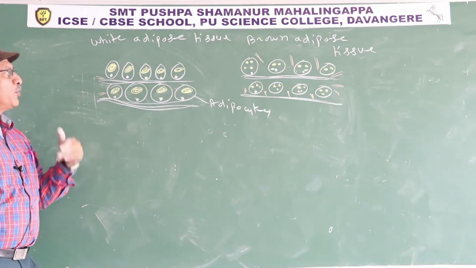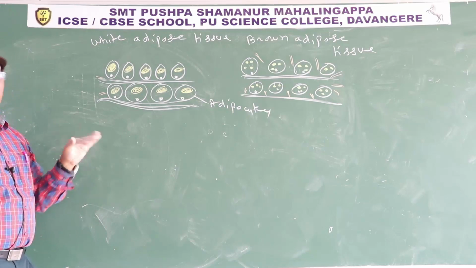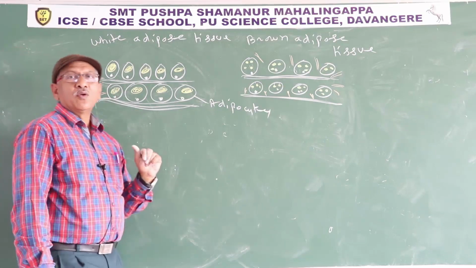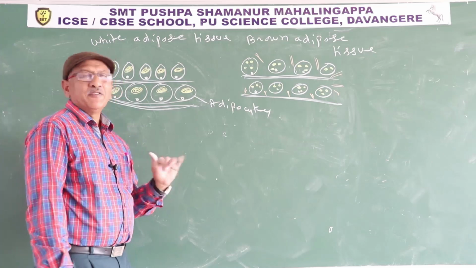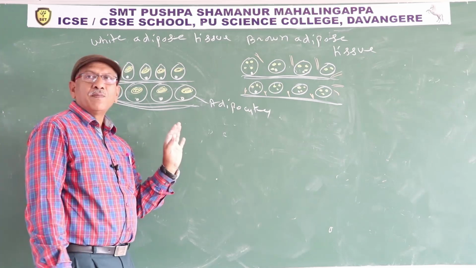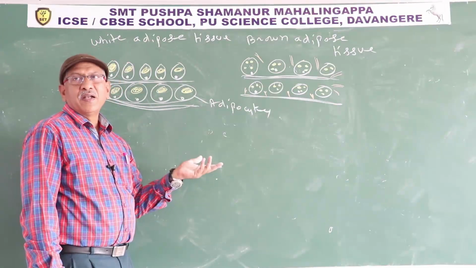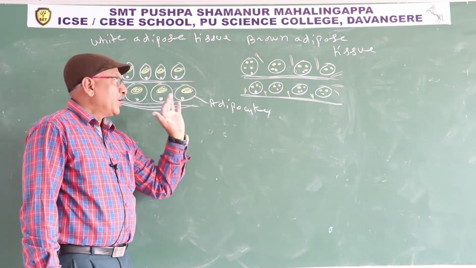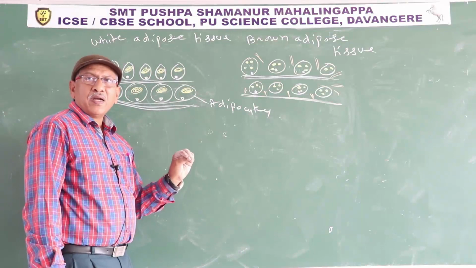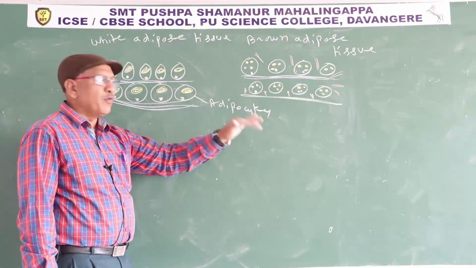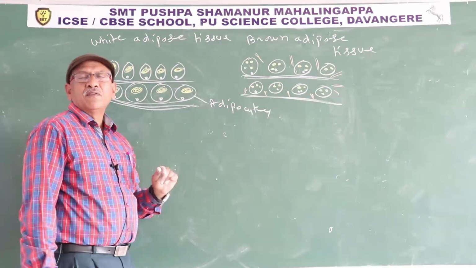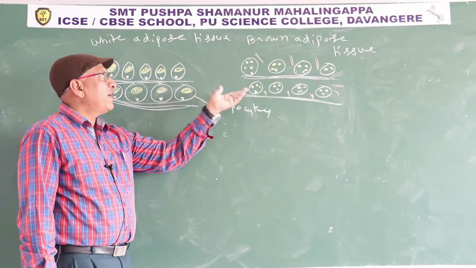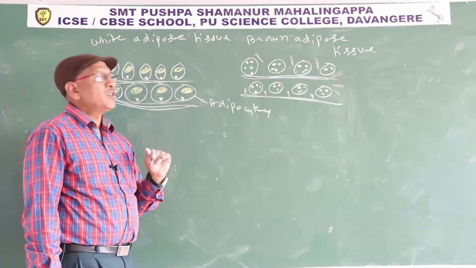White adipose tissue is present in children and adults. Brown adipose tissue is present only in fetus and infant. Infant means up to 4 years only. Up to 4 years, infant and fetus. Fetus is the developmental stage. In case of human, the developmental stage from the 3rd month before delivery is known as fetus. Fetus and infant contain brown adipose tissue.